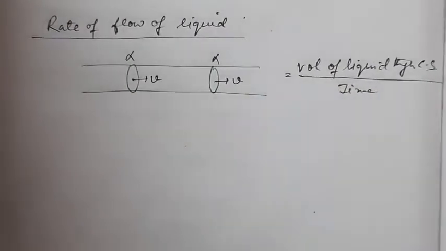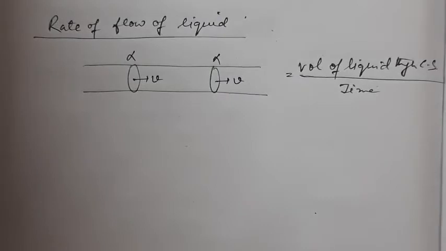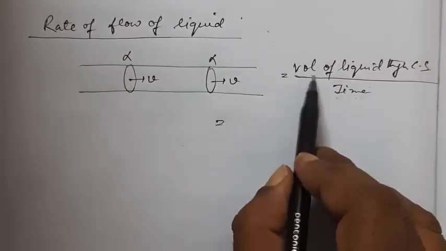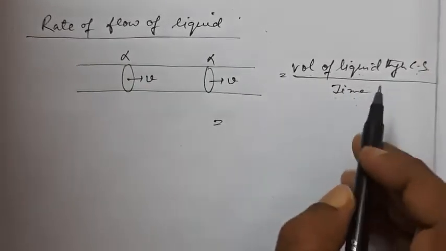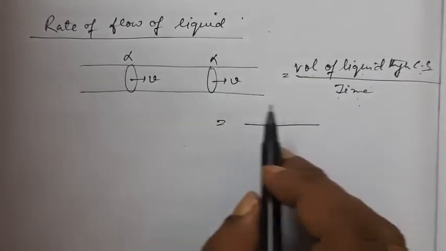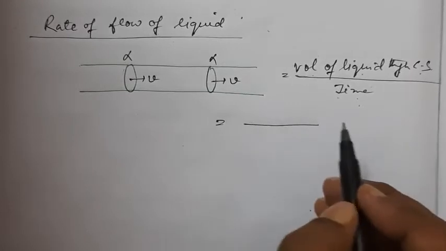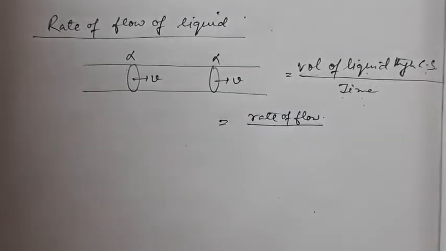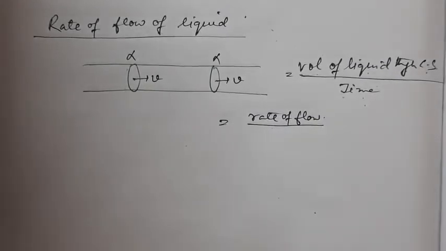So this is known as the rate of flow. Now this is the case for streamline flow of a perfectly incompressible liquid. Now, how do we find the volume of the liquid through any cross section? Say the cross section is alpha. So you can write the rate of flow as volume of liquid through the cross section by time.